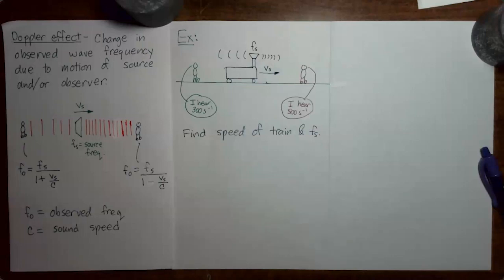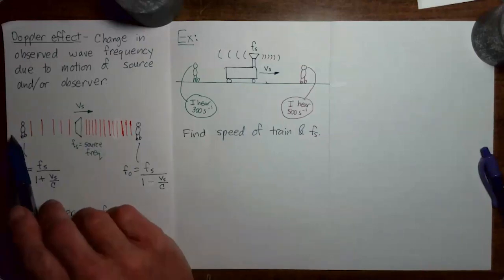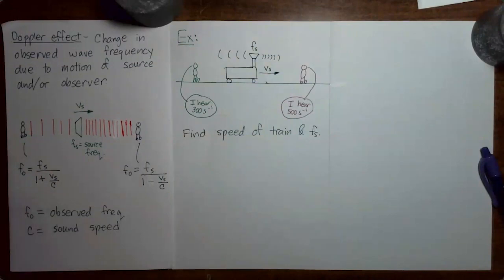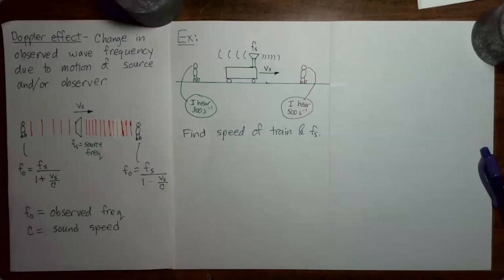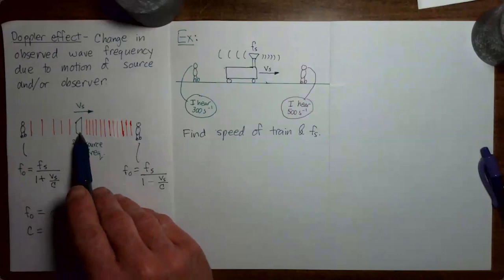In the previous video, I introduced you to the formulas that we use to calculate the observed frequency of a sound wave in the case where the source of the sound wave is moving, but the observers are not. The change in the observed frequency of the sound wave due to the motion of the source is referred to as the Doppler effect. Anyways, getting to the formulas now, let's say that F sub S represents the number of compressions produced per time by the source.